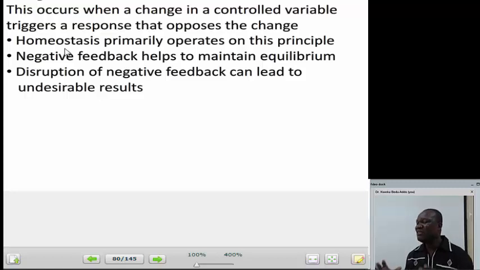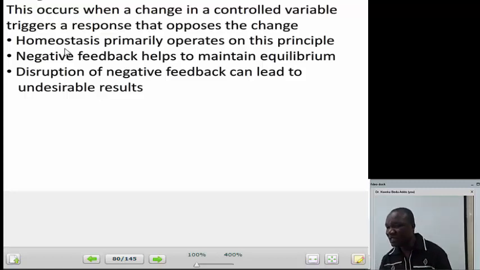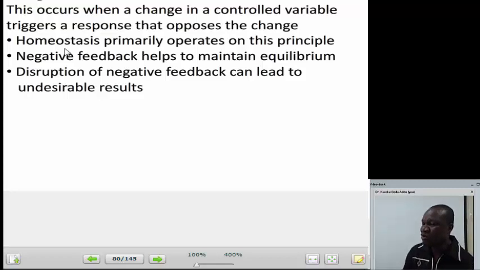Now, negative feedback ensures equilibrium. It ensures that the internal environment is maintained constant.